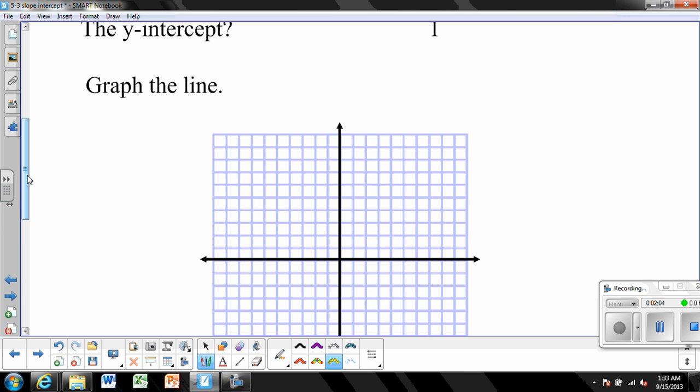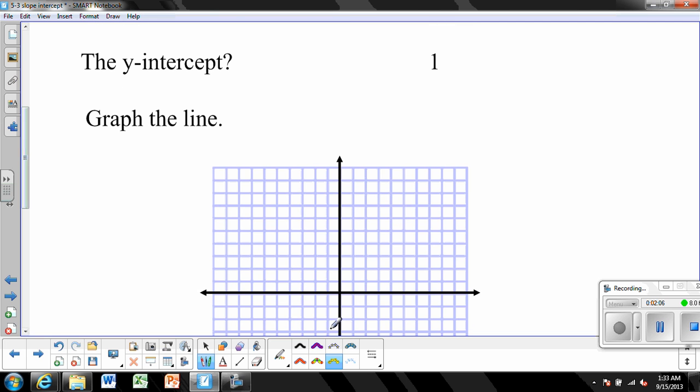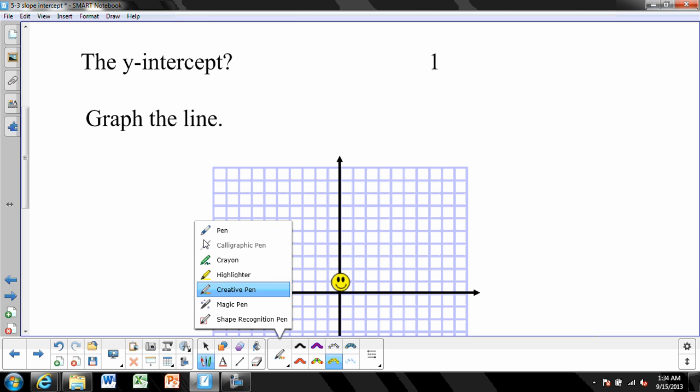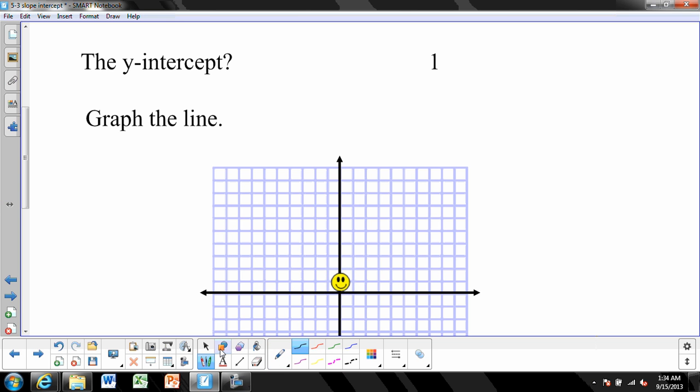Okay, we're going to start out at the y-intercept, which is 1. So here's our y-axis, and we're going to put a dot right at 1. We're going to put a smiley face right at 1. Let's get rid of that guy. Sorry, we'll put him to the side. Okay, and now we'll put a dot at 1.